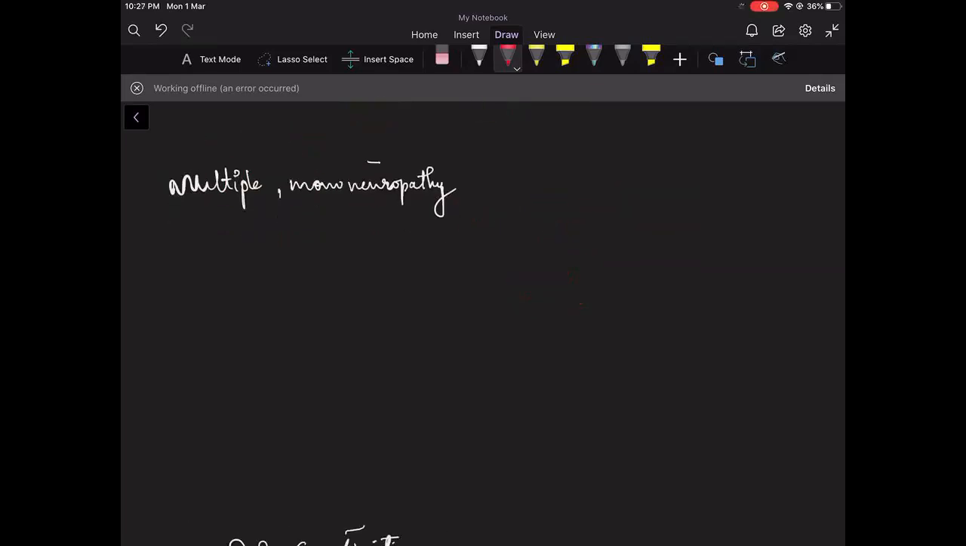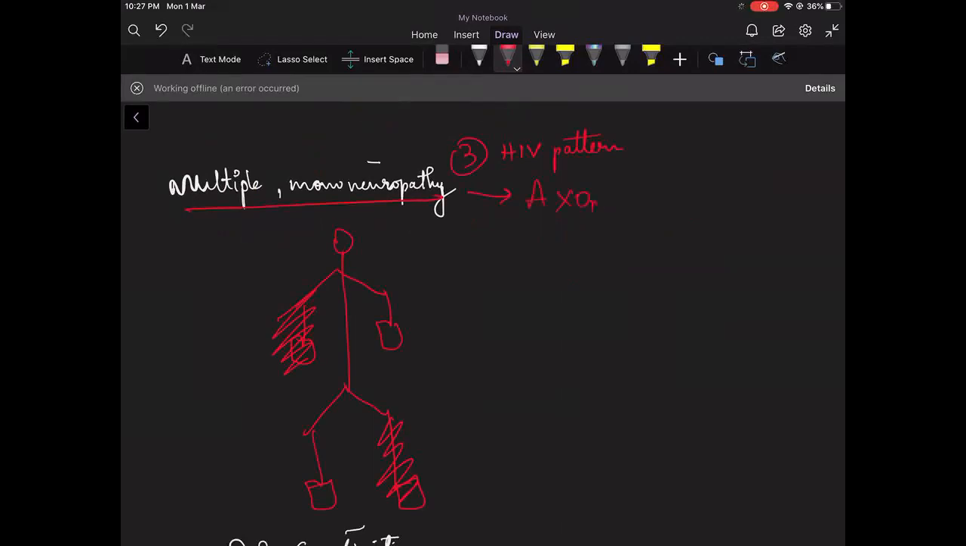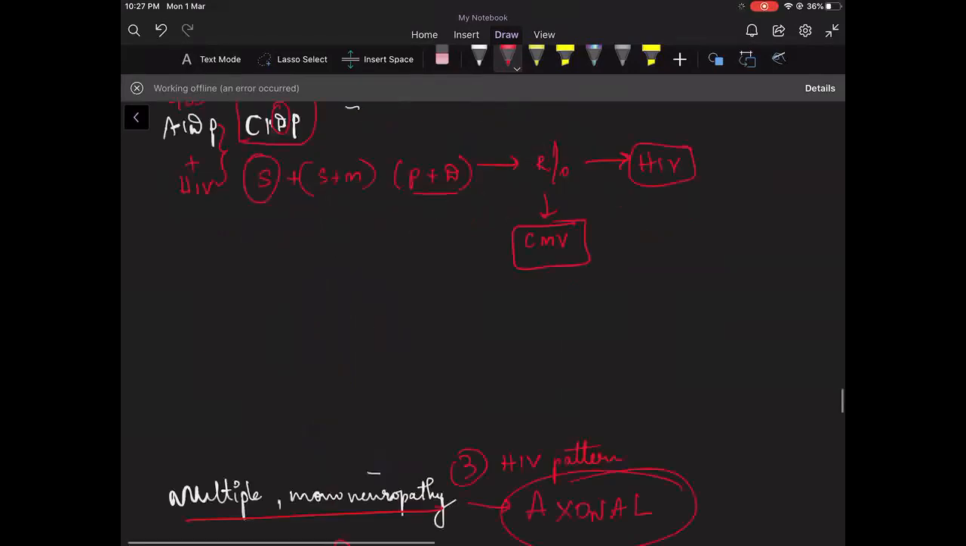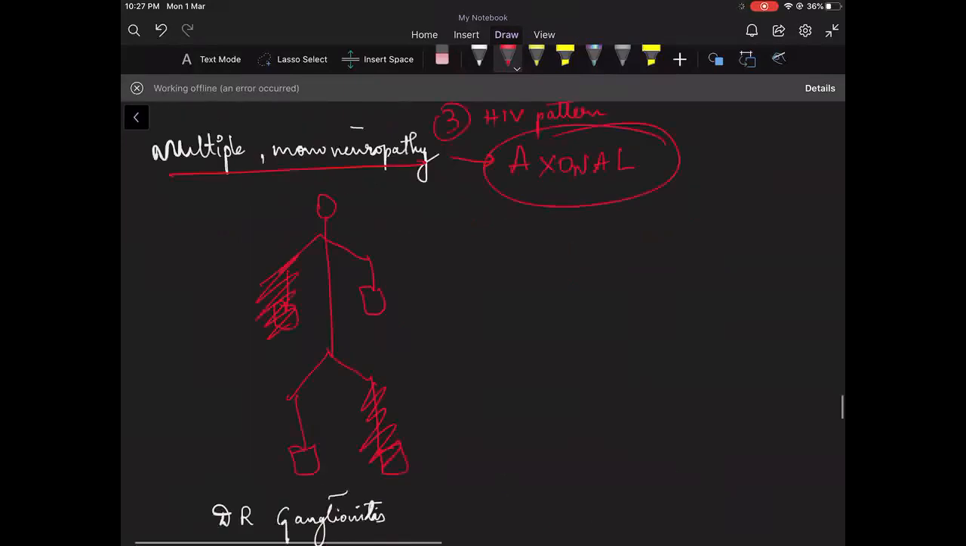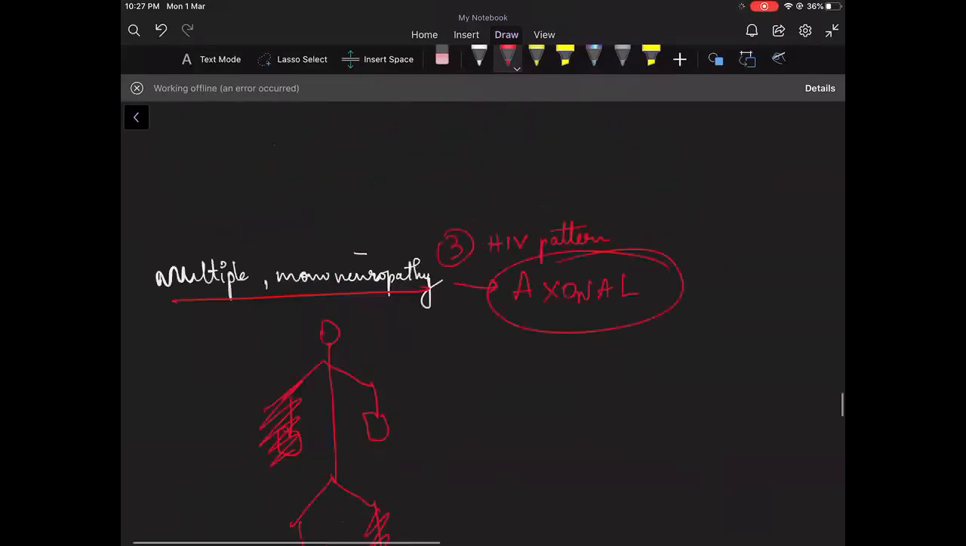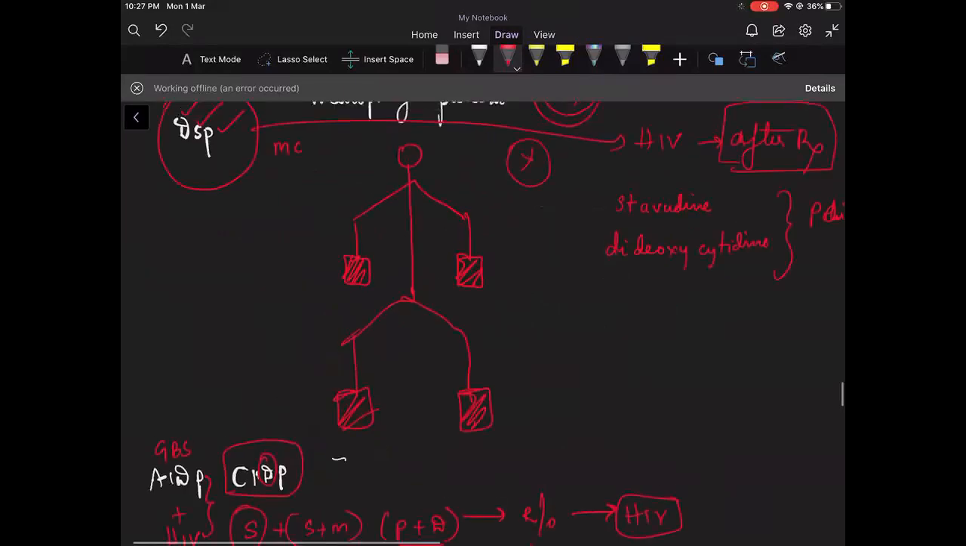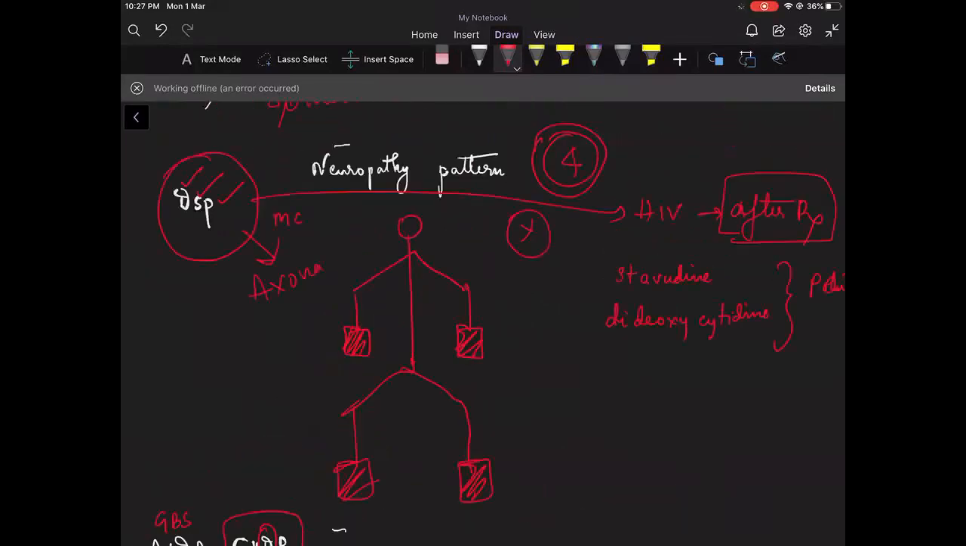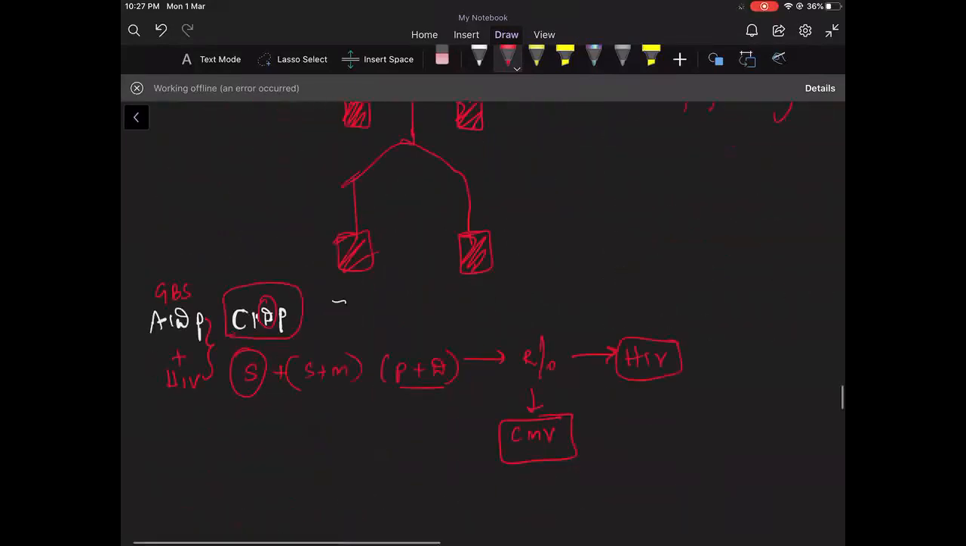HIV can present with mononeuropathy multiplex, with nerve involvement like the ulnar nerve, and in the lower limb the peroneal nerve could be involved. This kind of mononeuropathy is usually an axonal type of degeneration. Here it was demyelinating, here it is axonal type, and the first variety also was axonal type of degeneration which we see.